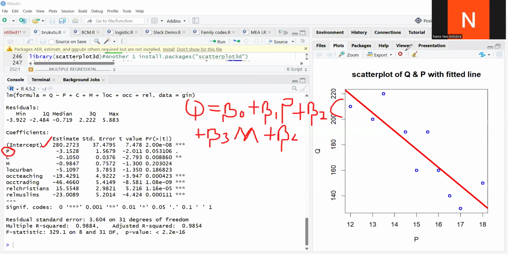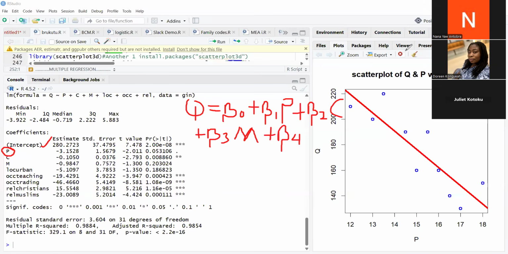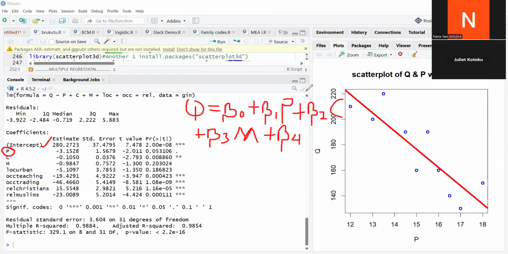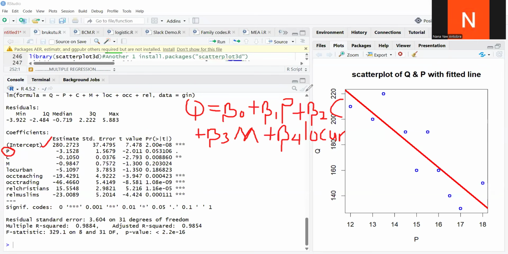I hope you are doing it, by the way, all of you. Which variable will you write? Nanaya. LOC. It's not only LOC. It's not that. Juliet. Lock urban. That's the correct one. Okay, you get a point. Lock urban. That's what you write.